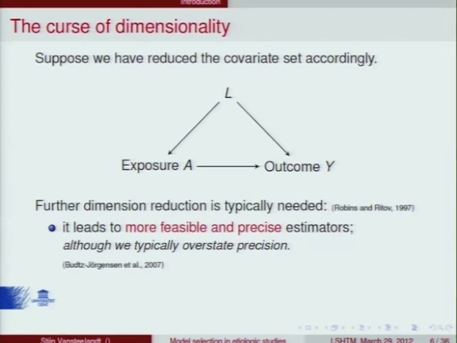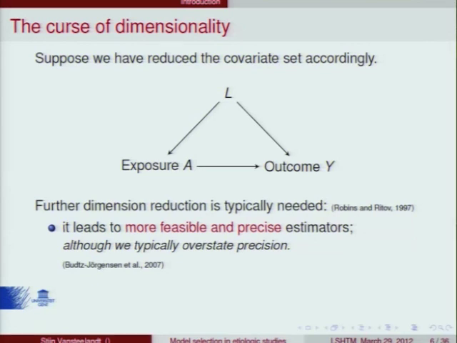We may want to filter out some covariates in order to get more precise estimators at the end of the day, although I think this claim may be somewhat overstated, because usually at the end of the day we forget about all of the uncertainties that arise by making decisions on which covariates to adjust for and which not to adjust for. And I think the precision estimates that we get at the end of the day are often a bit too optimistic. A very nice paper in this regard is this one by Butz Jørgensen.